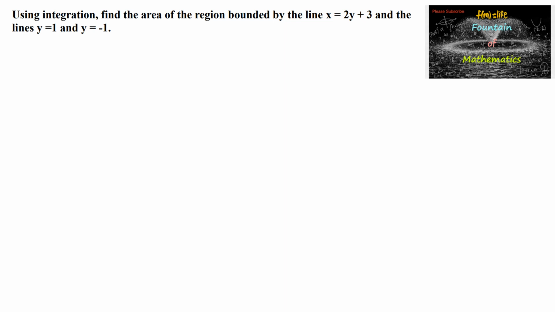Using integration, find the area of the region bounded by the line x is equal to 2y plus 3 and the lines y is equal to 1 and y is equal to negative 1. Let us sketch the graph. The line is x is equal to 2y plus 3. So by taking y is equal to 0, you get x is equal to 3. So 3 comma 0 is one point.